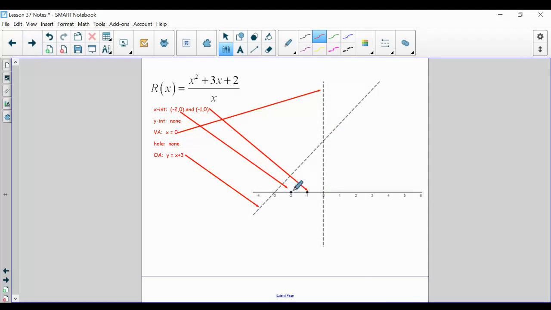So here are my two x-intercepts. Here is my vertical asymptote at x is equal to 0. And the oblique asymptote, I graphed the line y is equal to x plus 3. So this would be the line y is equal to x plus 3. If we had a scale on this for the y's, that would be there at 3.